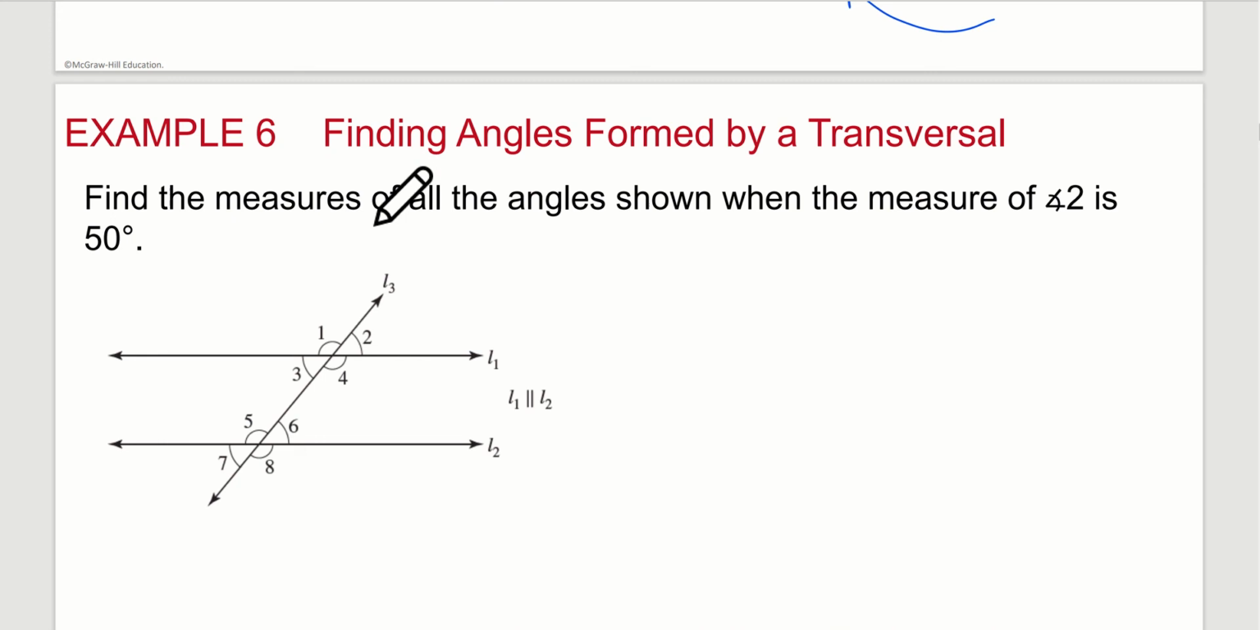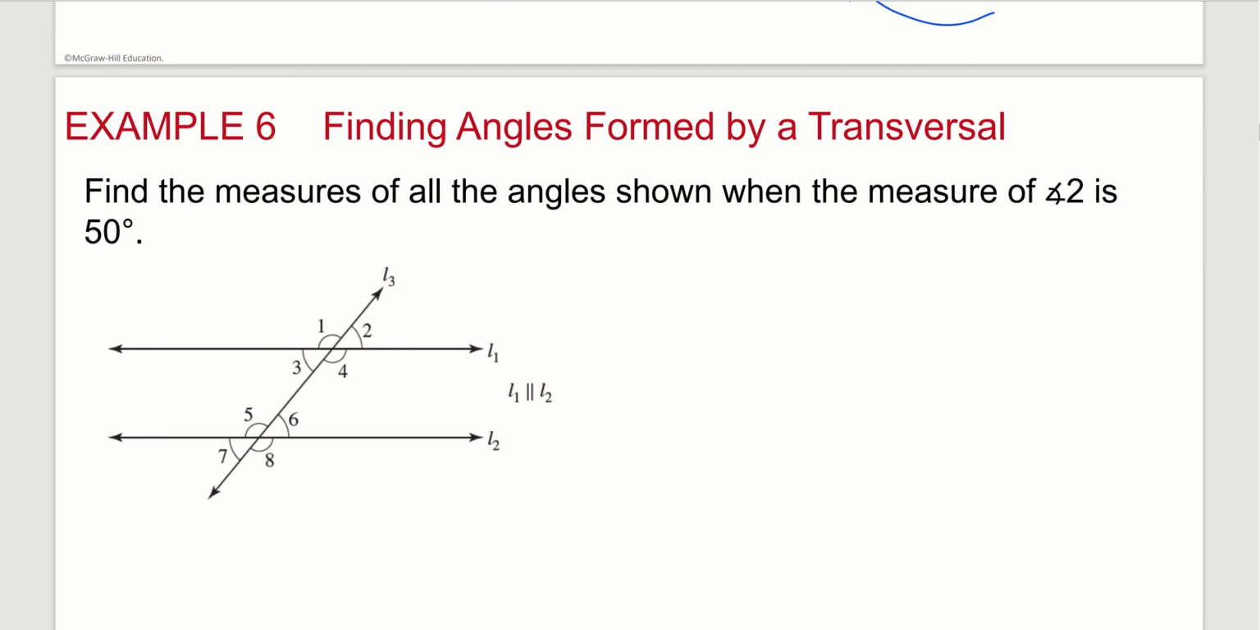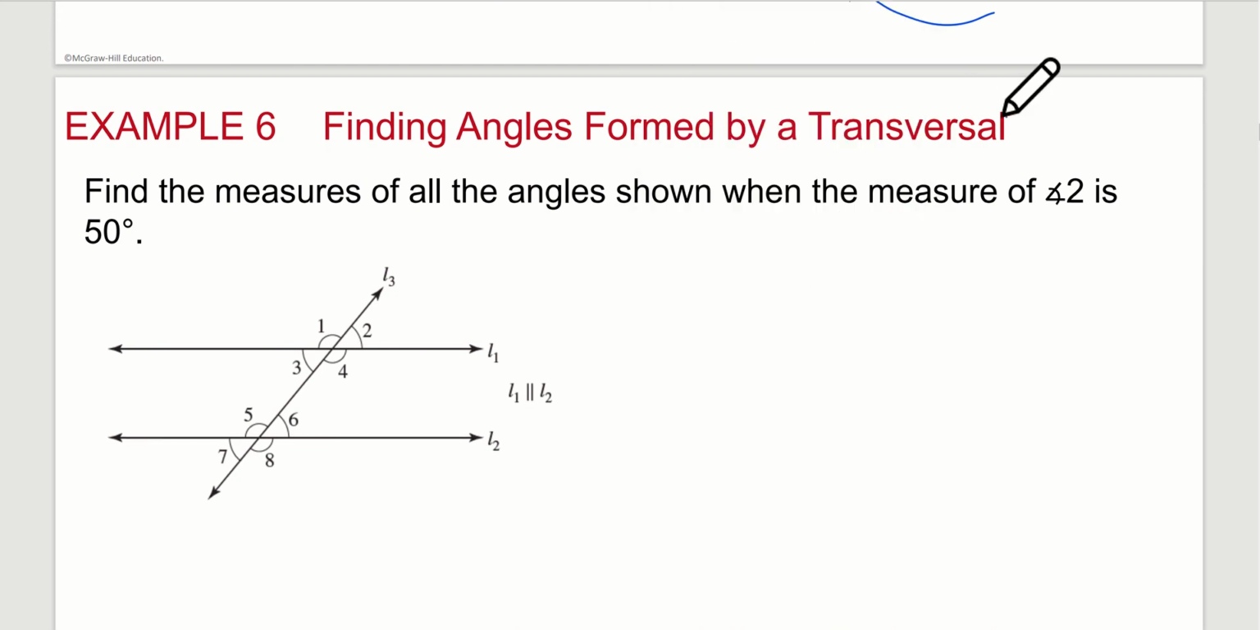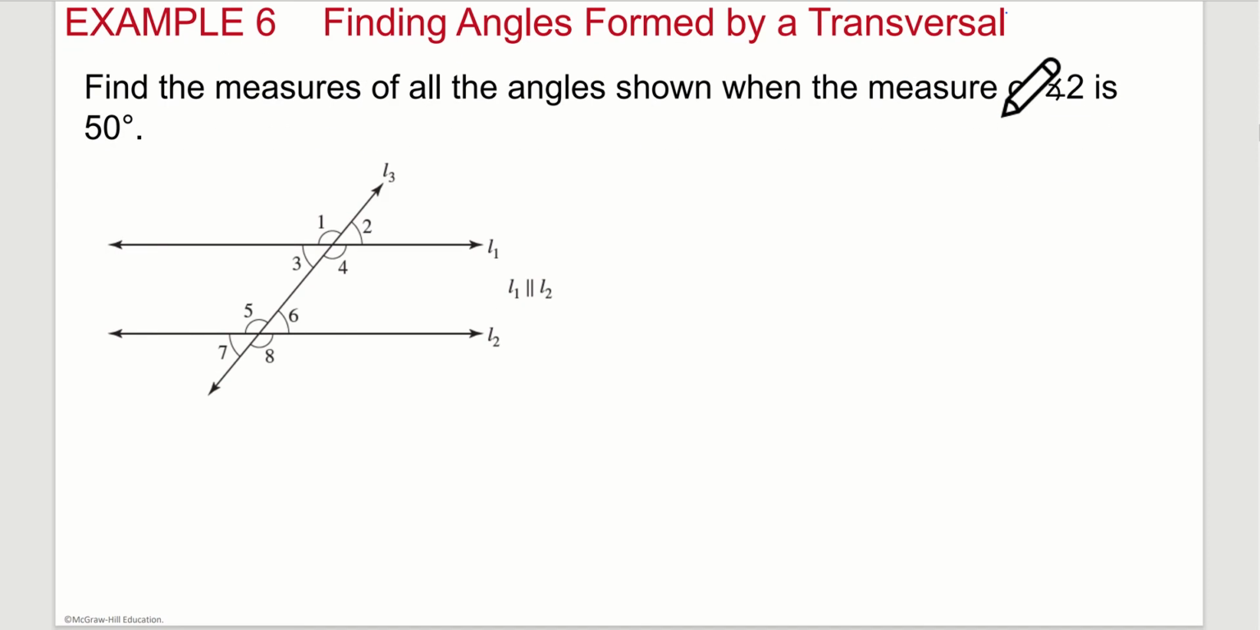With all of this information, it makes it very easy to determine the measures of all 8 of these angles if you simply know the measure of 1. So let's suppose in example 6 that they tell us that angle 2 measures 50 degrees. And from that, we want to find the measures of the rest of these. And I'm just going to write them very briefly. Instead of saying the measure of, I'm just going to write down the angles.